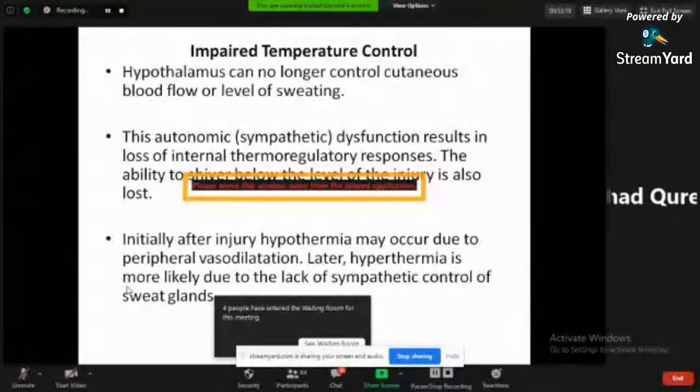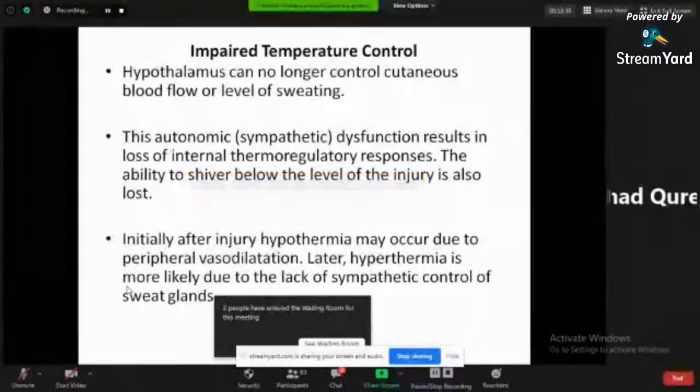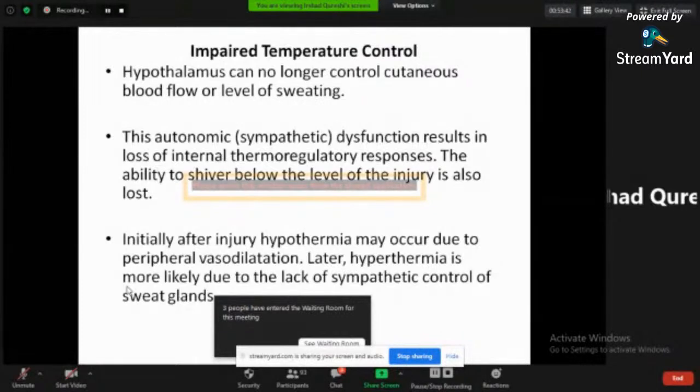There is going to be impaired temperature control. The hypothalamus can no longer control the cutaneous blood flow or level of sweating. This autonomic or sympathetic dysfunction results in the loss of internal thermoregulatory responses. The ability to shiver below the level of the lesion is lost. Initially, after injury, hypothermia may occur due to peripheral vasodilation. Later, hyperthermia is more likely due to the lack of sympathetic control of the sweat glands.